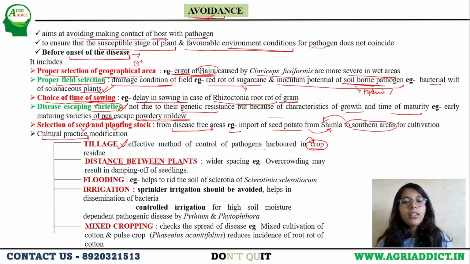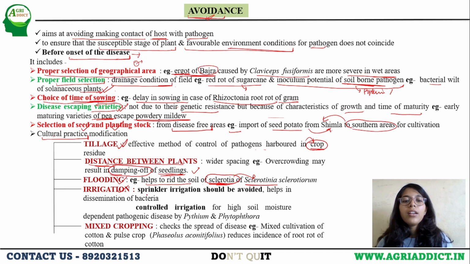The distance between the plants also matters. Like in case of seedlings, if they are close planted, it results in the occurrence of damping off, so the proper distance between the plants should be maintained. Flooding helps to get rid of the sclerotia. It is the resting body or the resting spore of the sclerotinia pathogen. The flooding helps in the removal of the sclerotia from the soil.